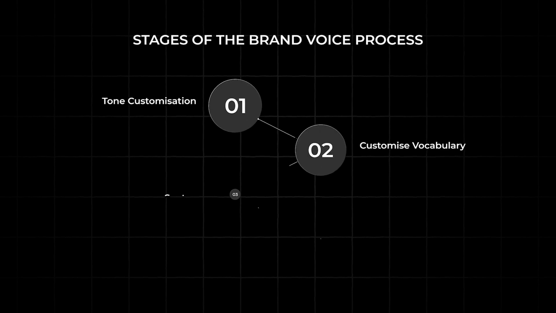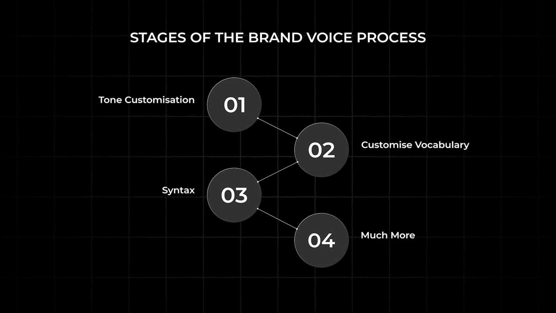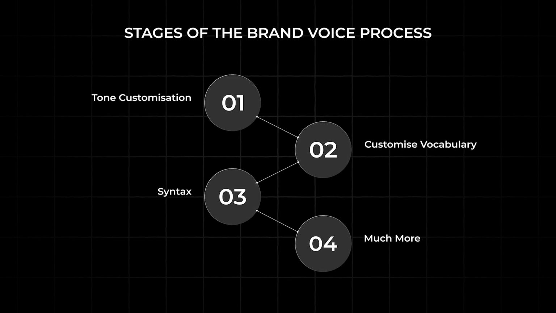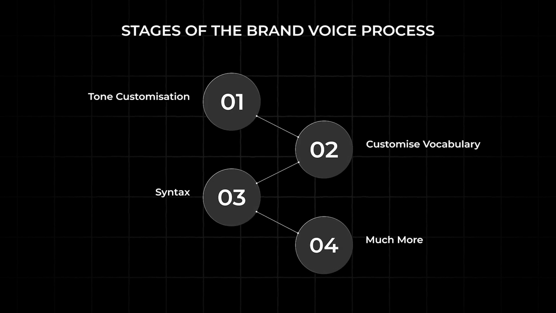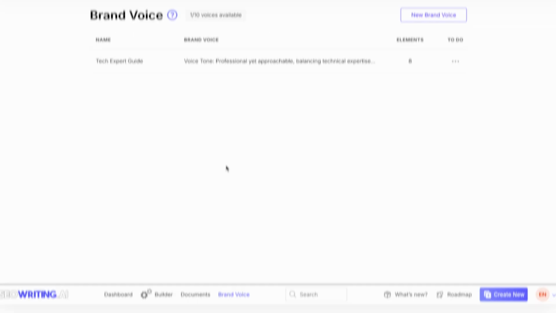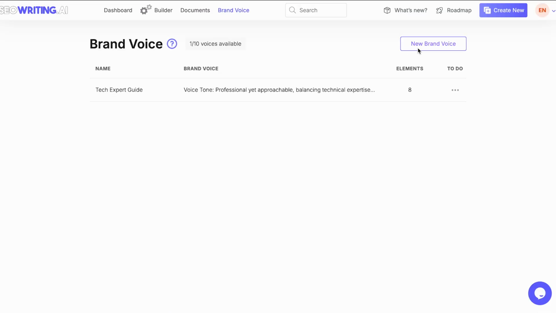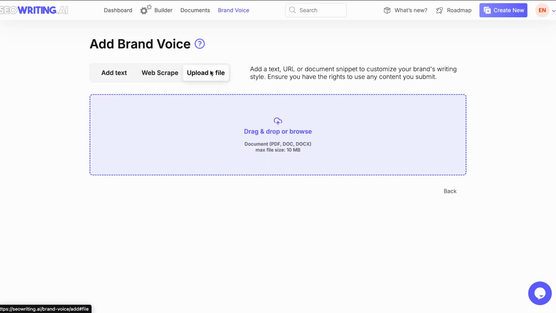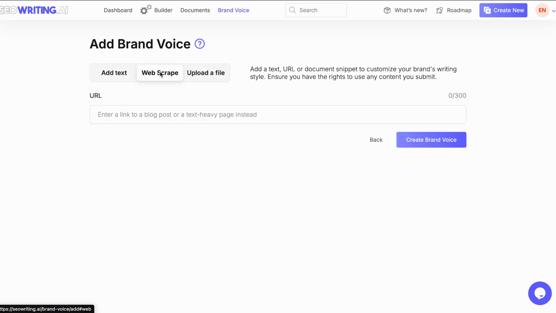Basically what this does, allows you to customize tone, vocabulary, syntax, and more to develop a unique style for your articles, tailored to your audience and business needs. So once you're on the brand voice tab, we now have three options for adding a brand voice. We can add text, where we can paste in a text block, we can upload a file, where the AI can analyze your file, and we also have web scrape, which allows us to paste in a link.